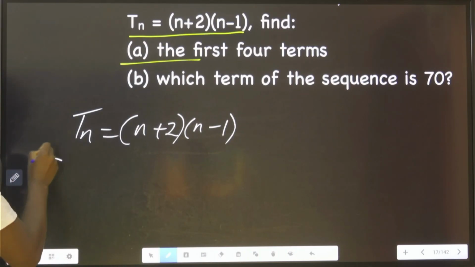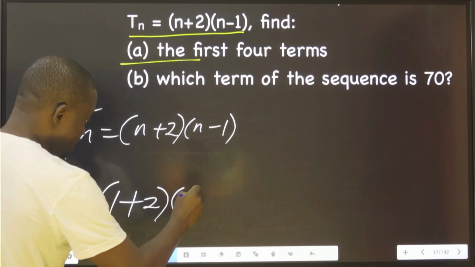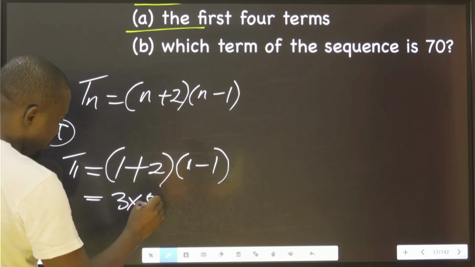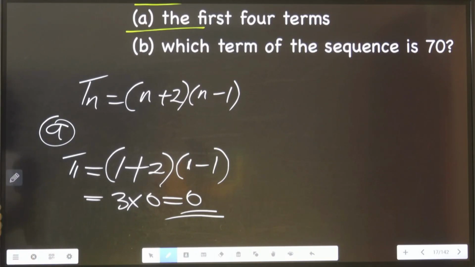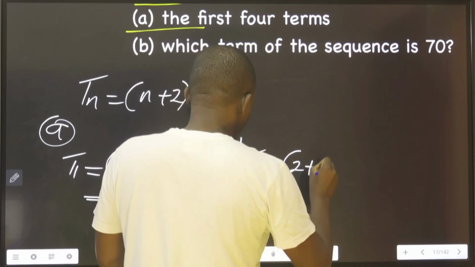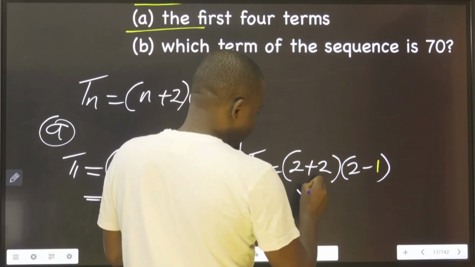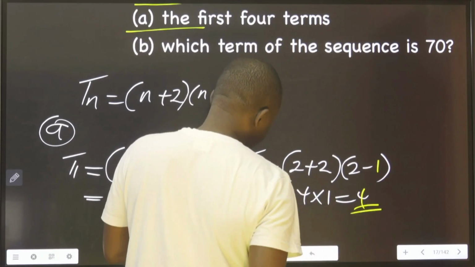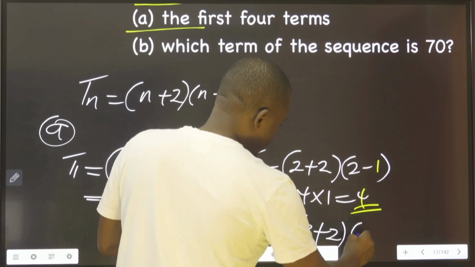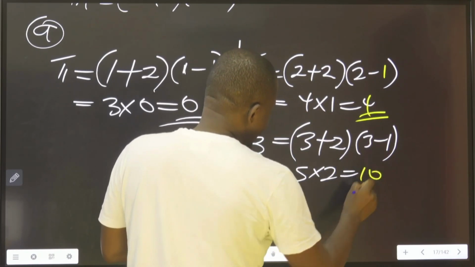To do this, to get the first one, we put 1 wherever we see n. This, you agree with me, is 3 multiplied by 0, which is equal to 0. Okay? For the second one, we put 2 wherever we see n. This is 4 multiplied by 1, which is 4. For the third one, the same thing. You agree with me? This is 5 multiplied by 2, which is equal to 10.